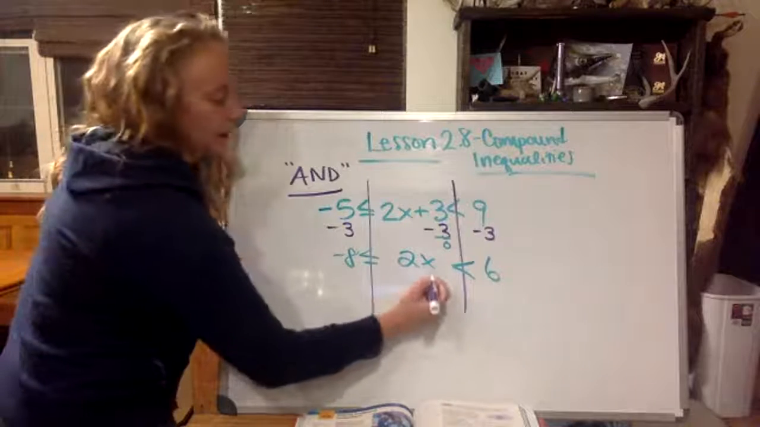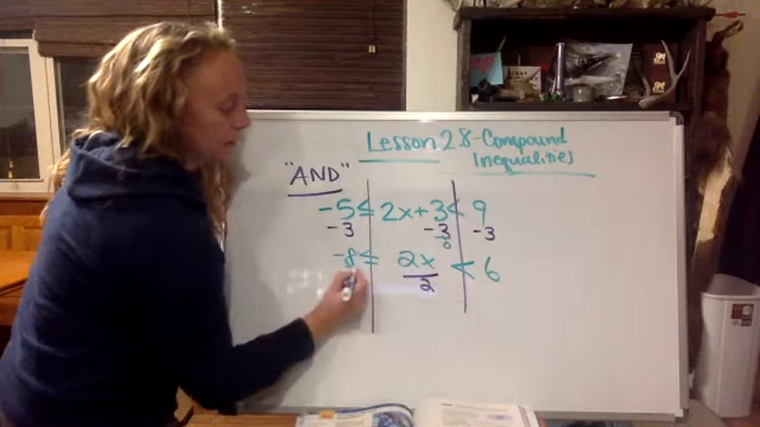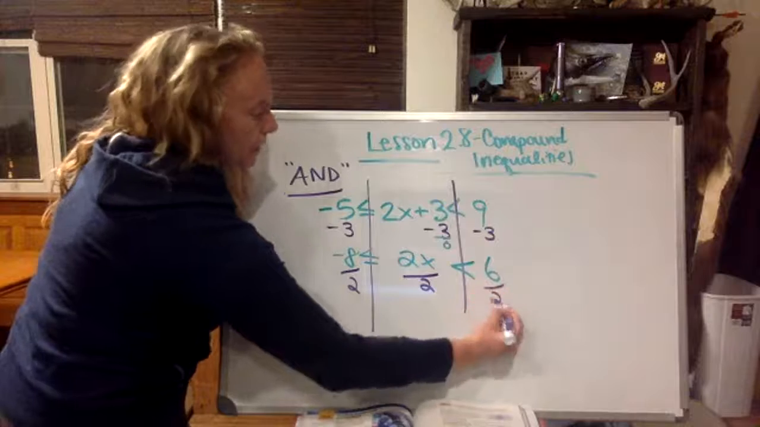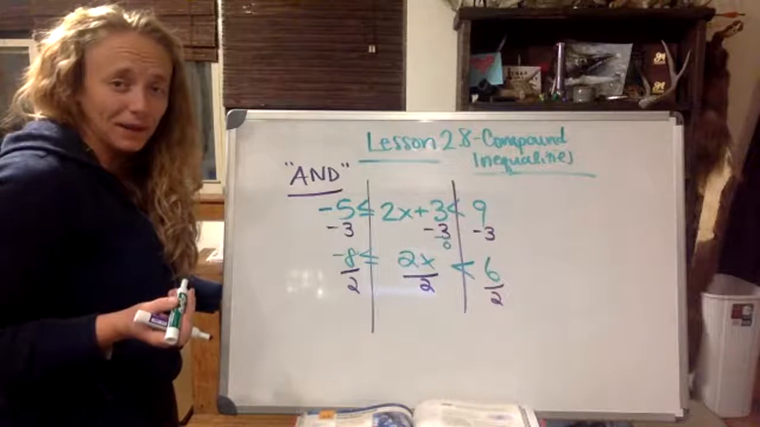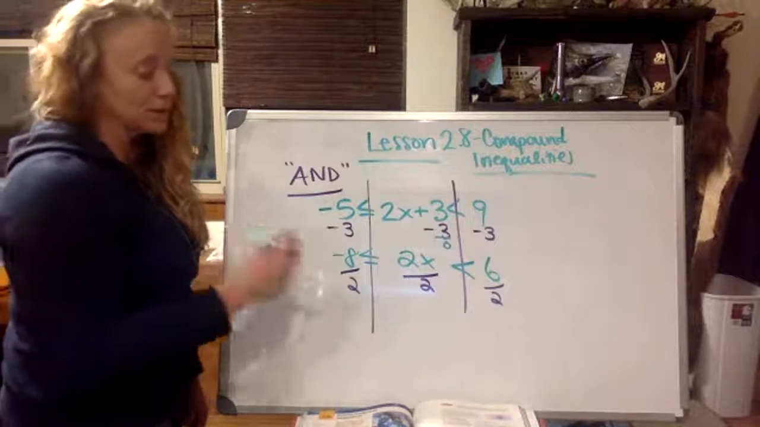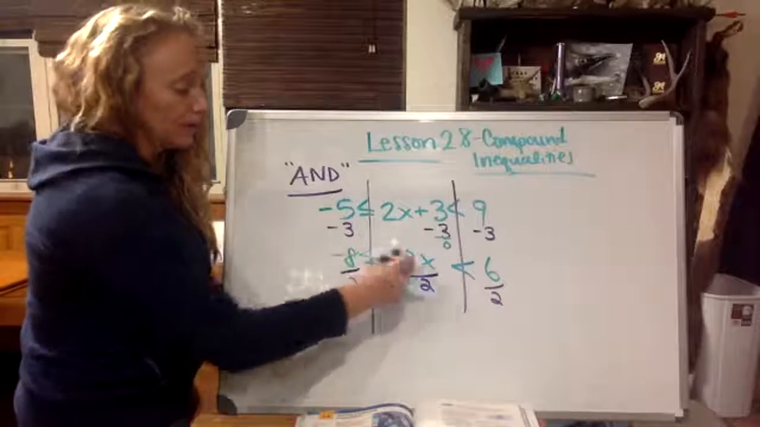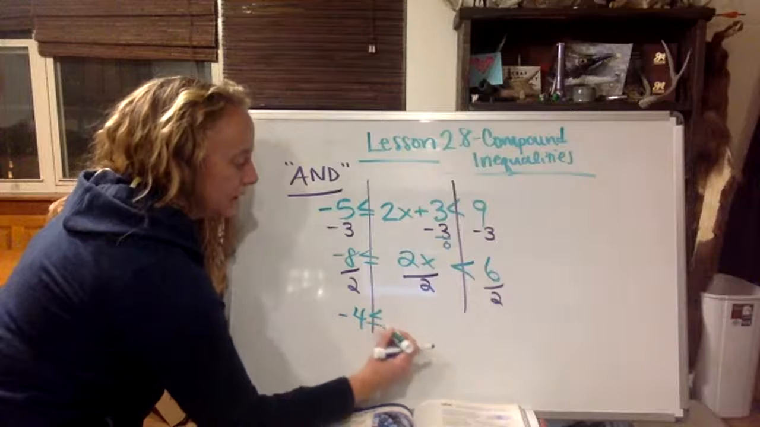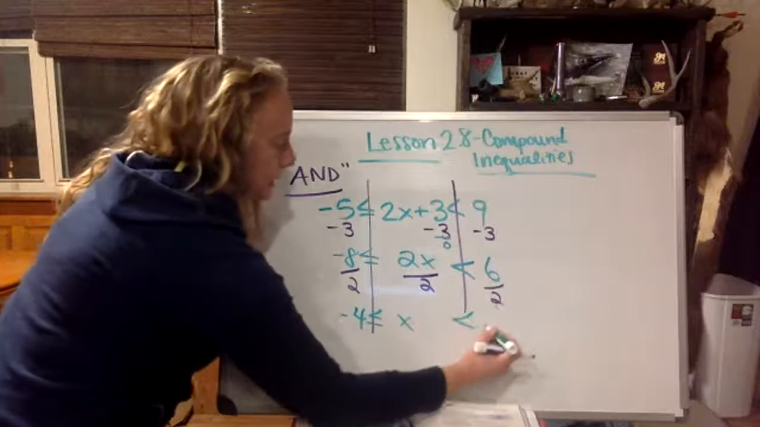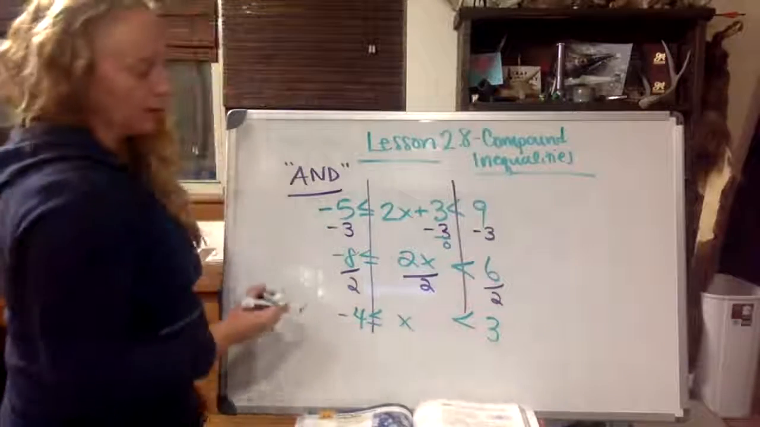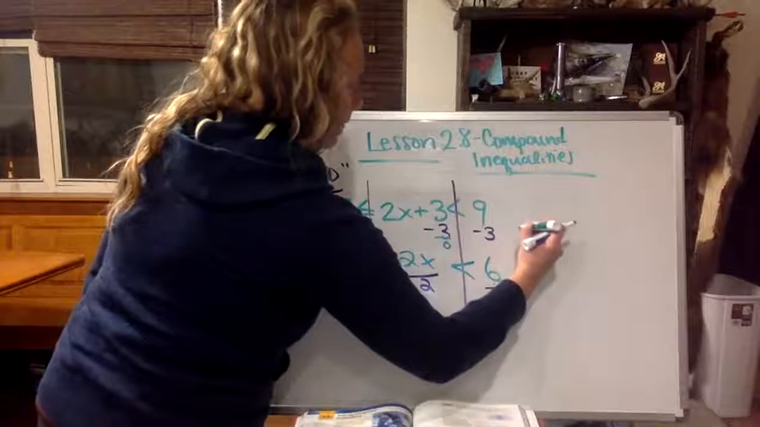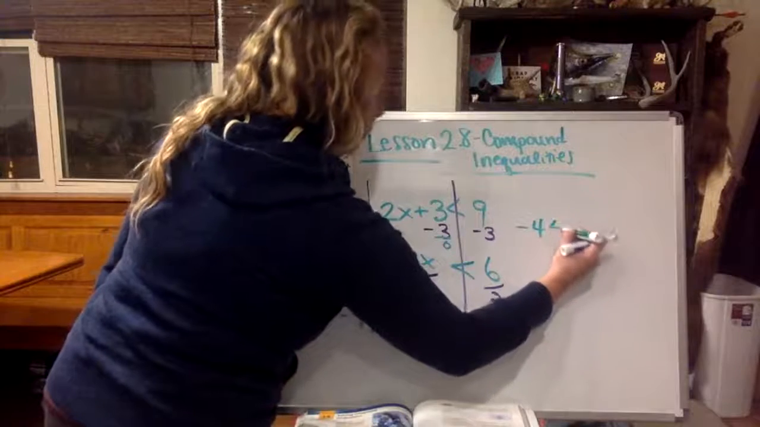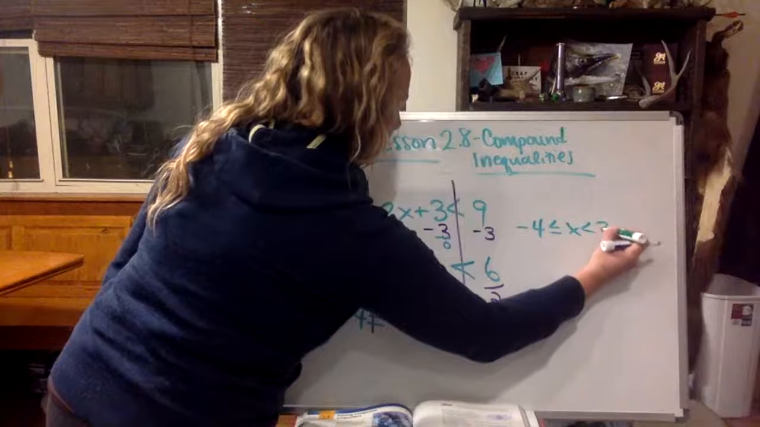Last step, I need to get x all by itself, so I'm going to divide by 2 on everything. And notice I'm not dividing by a negative 2, which is nice. If I was dividing by a negative 2, I would need to flip all of these inequalities. So I get negative 4 is less than or equal to x, which is less than 3. So if I wanted to write that super clear and not have it be so spread out, negative 4 is less than or equal to x, which is less than 3.